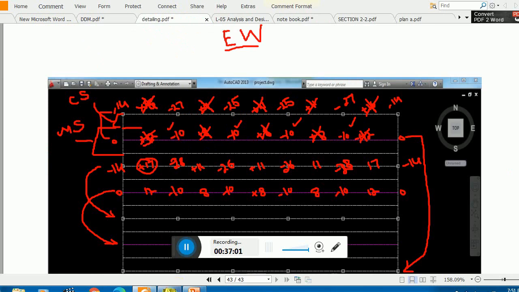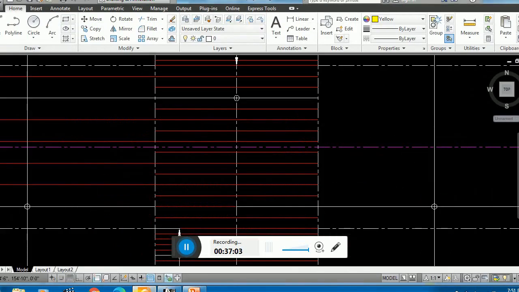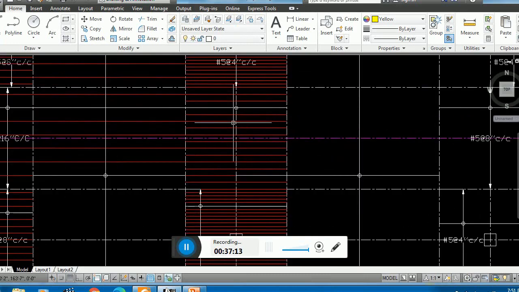This amount of steel, these bars, and the circle, you see, these are the bars. Please trim it. TR double enter. This should be cut. Okay. And for this movement, I am using number 5 at the rate of 8 inch center to center.